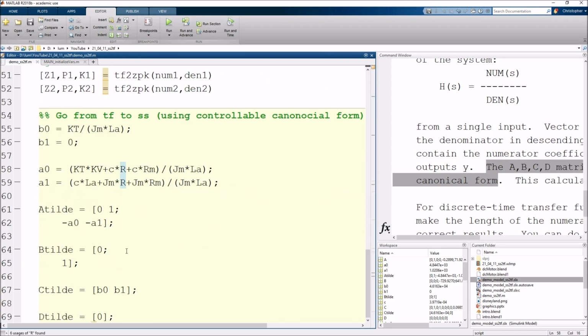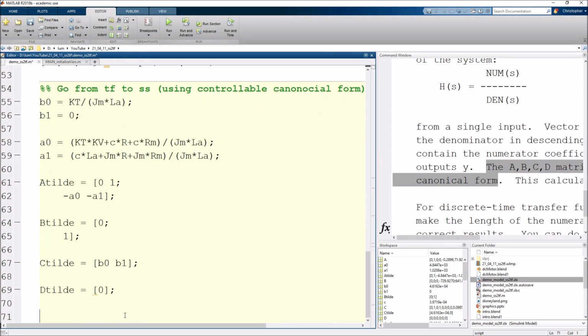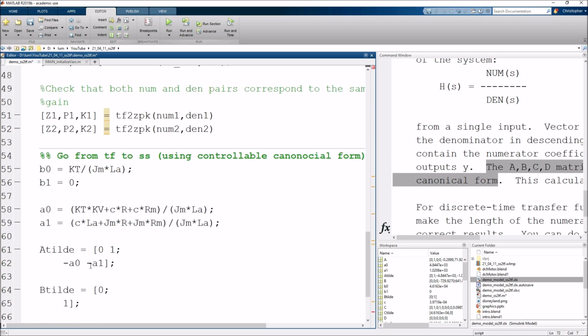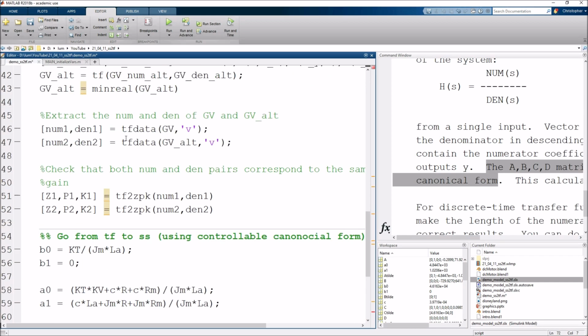So, you know what? Let's go ahead and do another method where we go from TF to SS. Now we're going to use Matlab's TF to SS, which is controller canonical form. This should be pretty easy. We should just be able to call TF to SS, and we need to give it a numerator and a denominator. I think the transfer function we were dealing with was this thing. I think we called it GV alt, right? Yeah, that was the minimum realization of it.